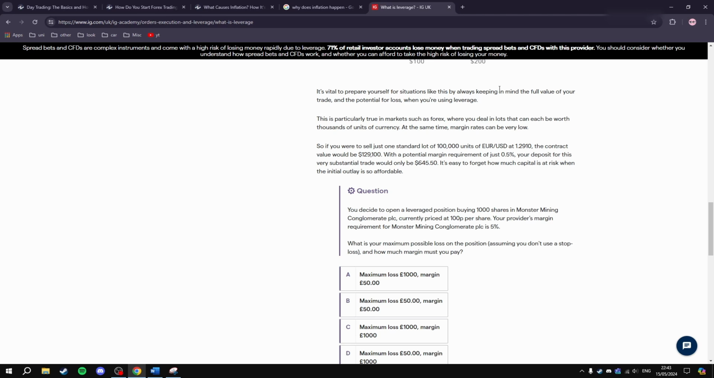This is particularly true in markets such as Forex, where you deal in lots that can each be worth thousands of units of currency. At the same time, margin rates can be very low.